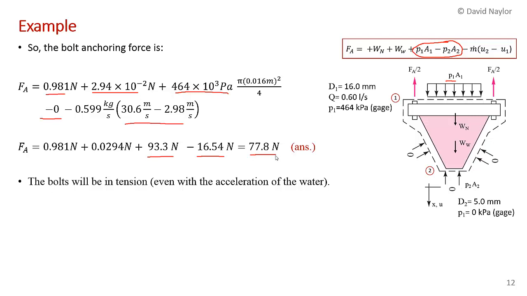You can't take the bolts out. The bolts have to be there to hold the nozzle on, even with the acceleration of the water. So that's how you calculate the forces on a nozzle. This is a fairly complex example, but I think it's fairly straightforward.